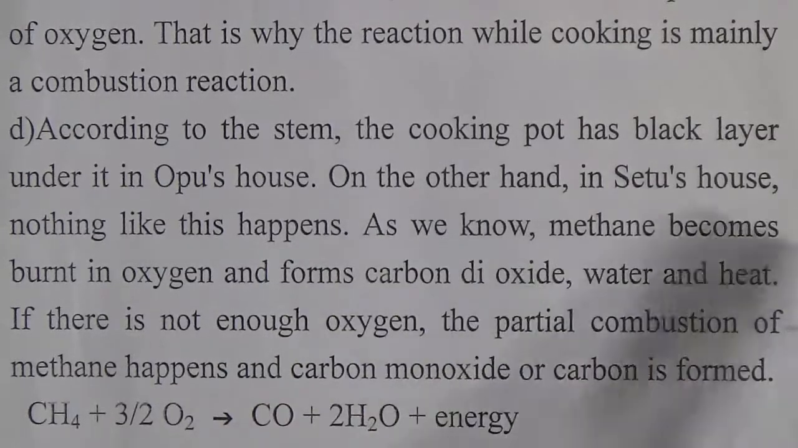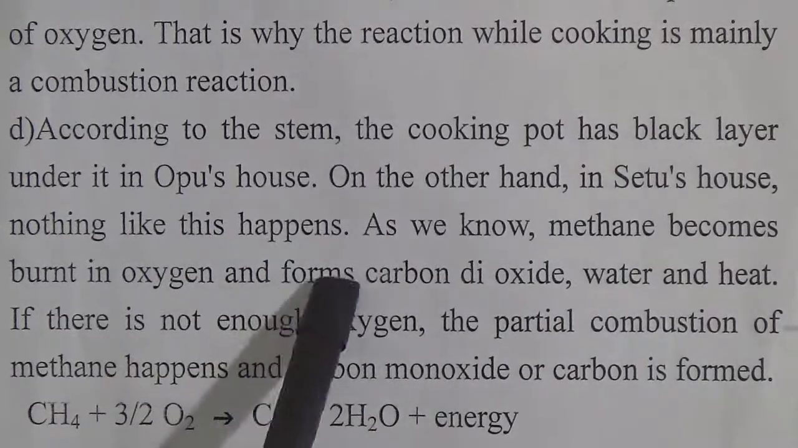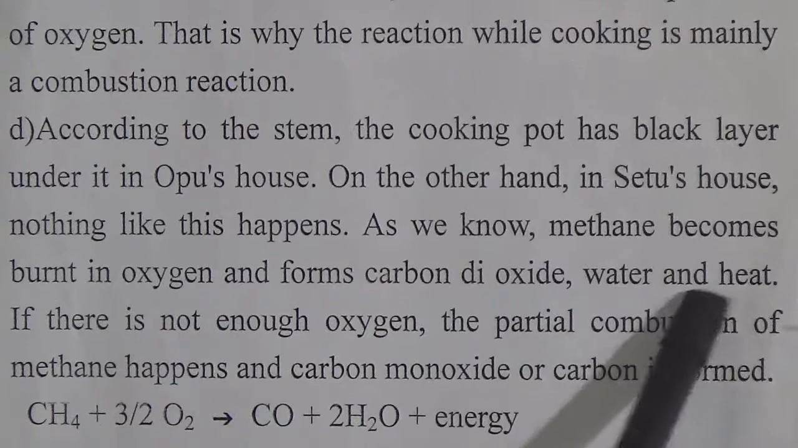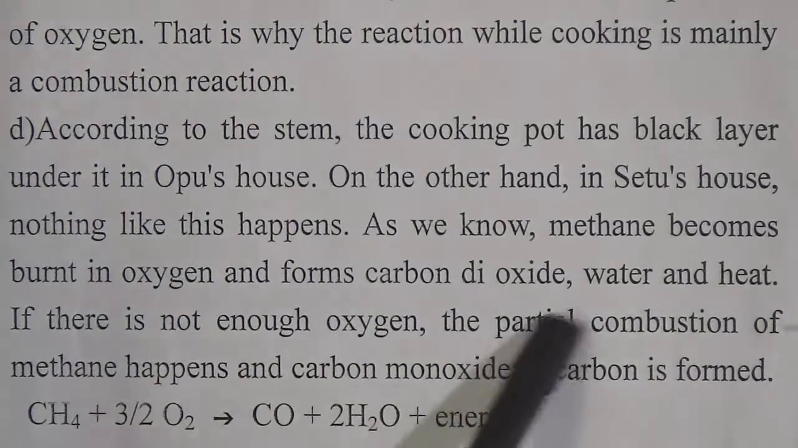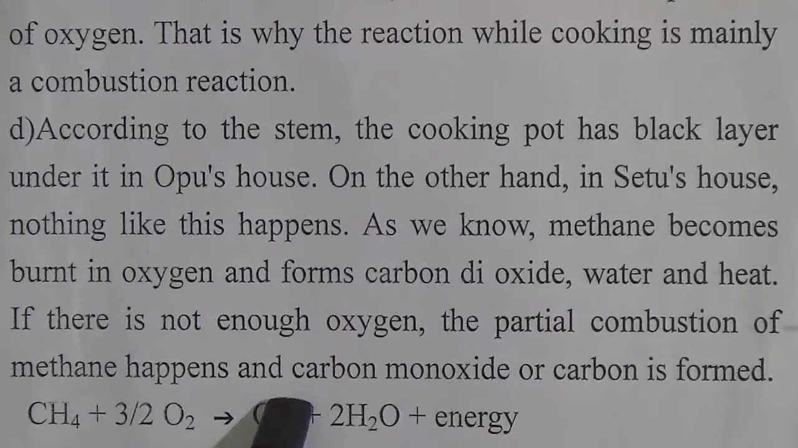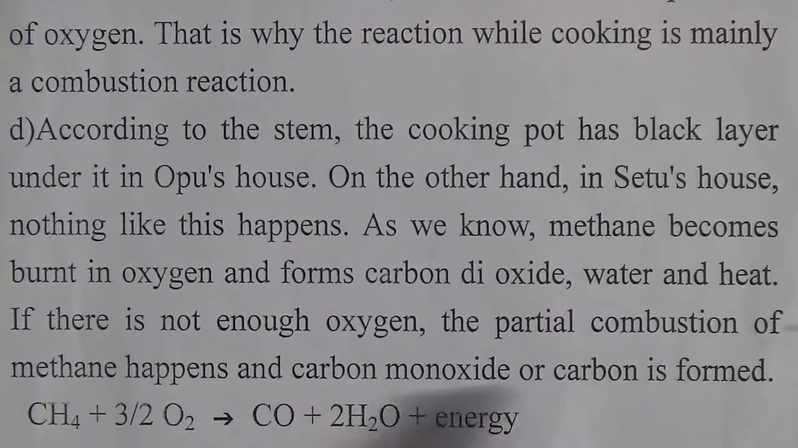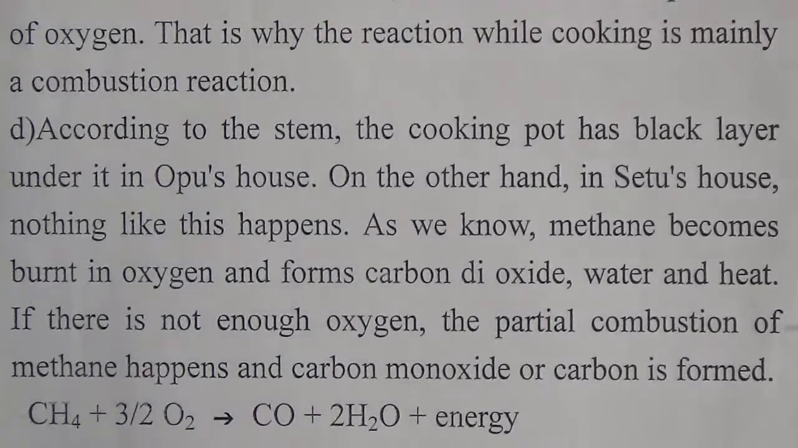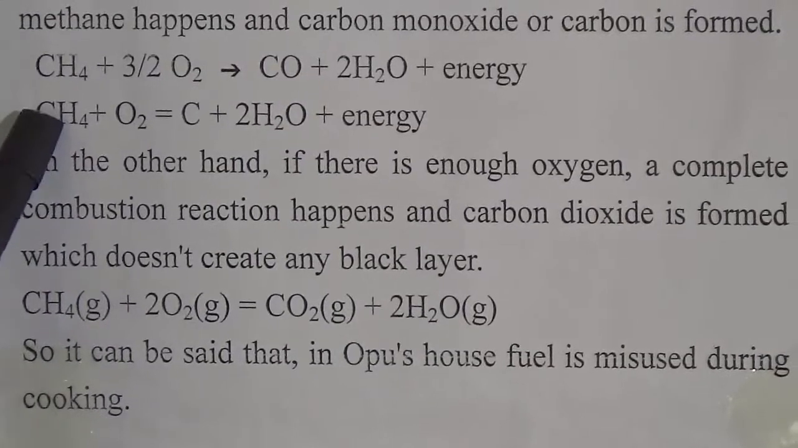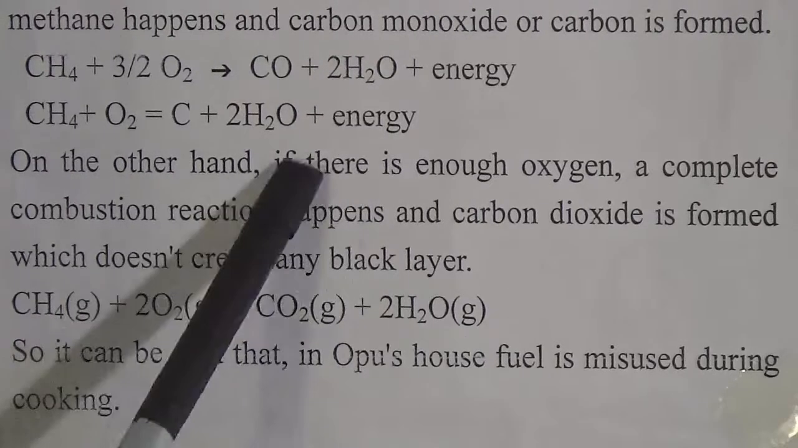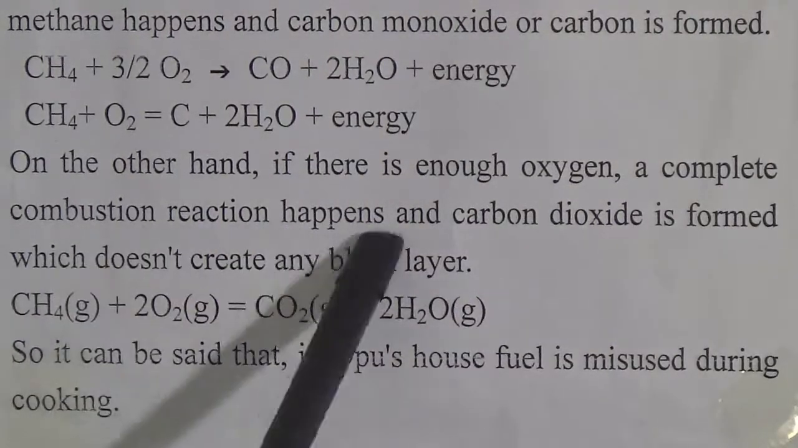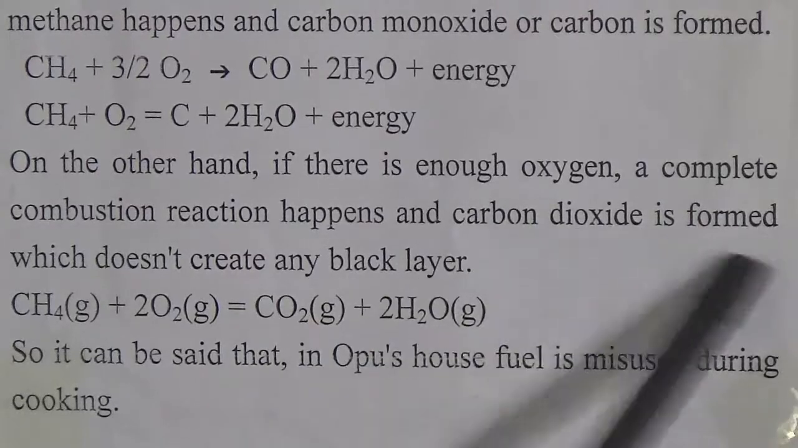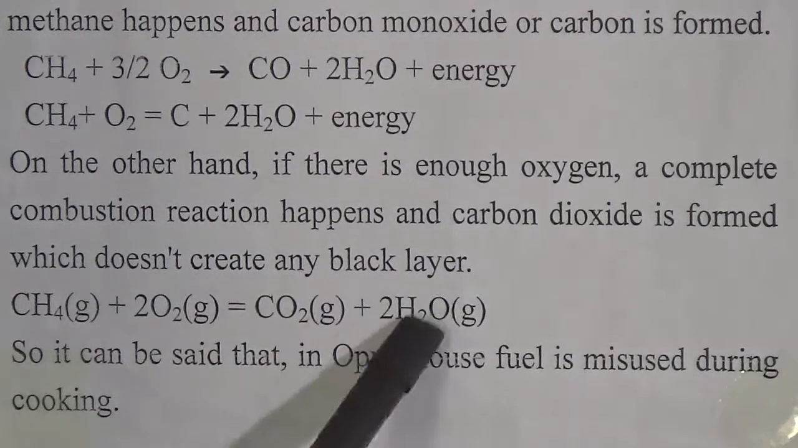As we know, methane burns in oxygen and forms carbon dioxide, water and heat. If there is not enough oxygen, partial combustion of methane happens and carbon monoxide or carbon is formed. This is the reaction that is also given in the answer to question C. On the other hand, if there is enough oxygen, complete combustion happens and carbon dioxide is formed, which does not create any black layer.